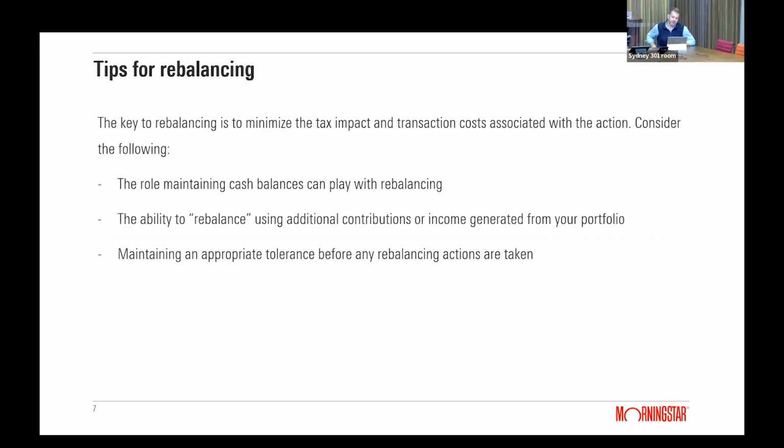All right, so I'll go through a couple of tips, and then we've got some questions we'll go through. And this is for rebalancing, but also I'll add in some stuff around diversification. So obviously, as I said before, there are tax impacts from doing this. And of course, there's transaction costs. So we want to do it as little as possible.